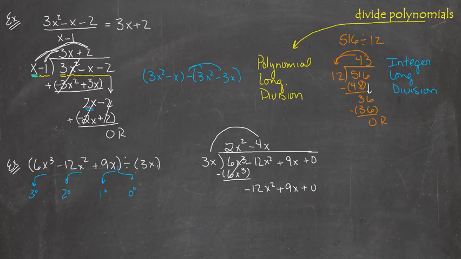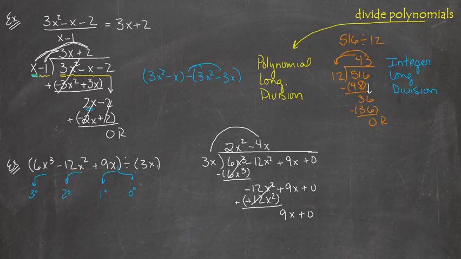So a negative times a positive is a negative. 4 times 3 is 12. X times x is x squared. When I subtract this, I change the sign inside, turn it into addition. That cancels. Bring down everything else.